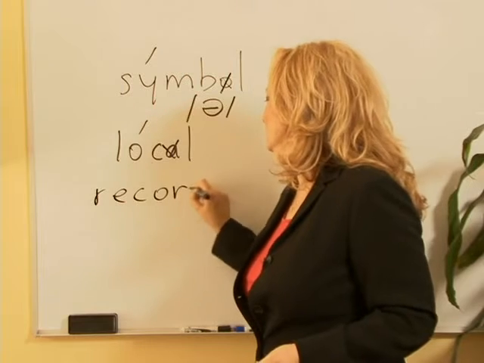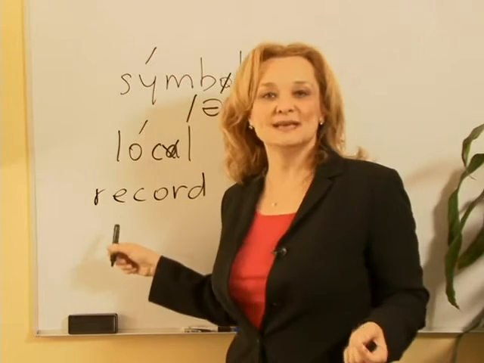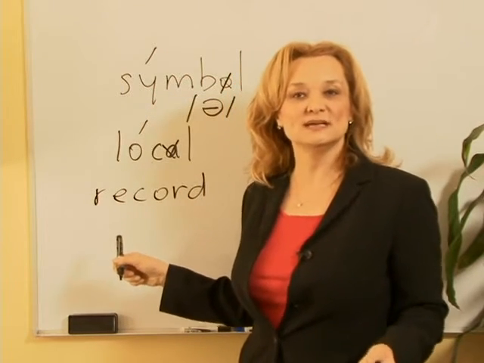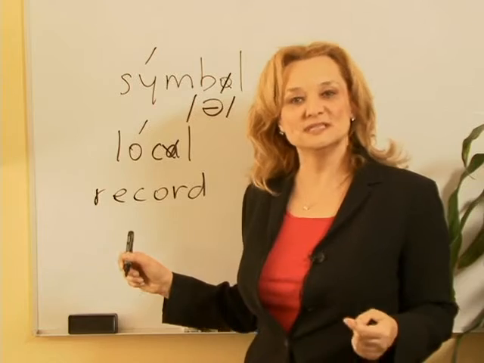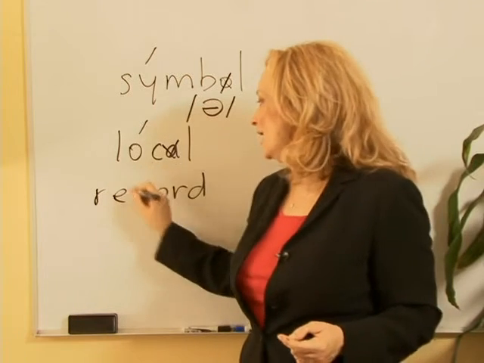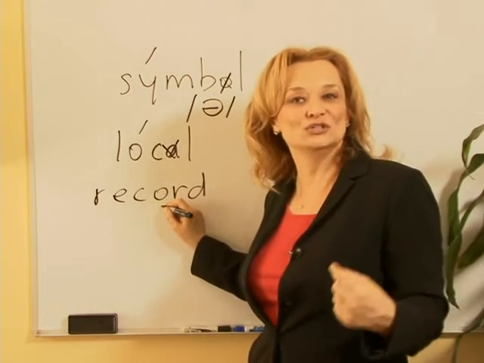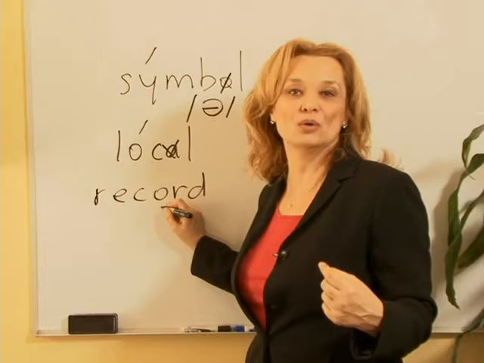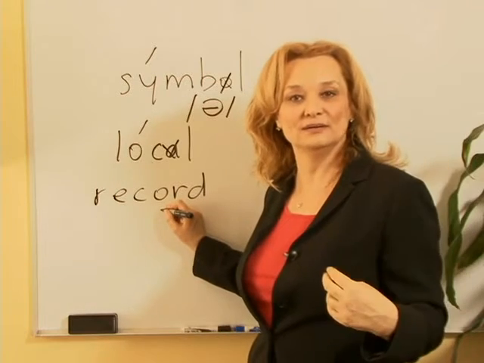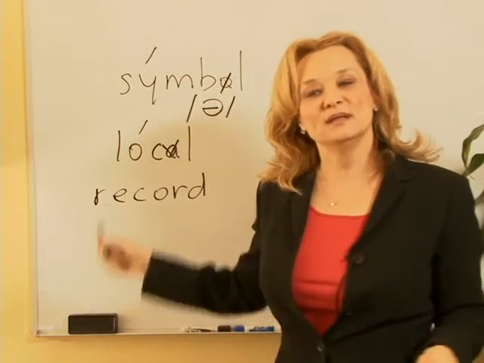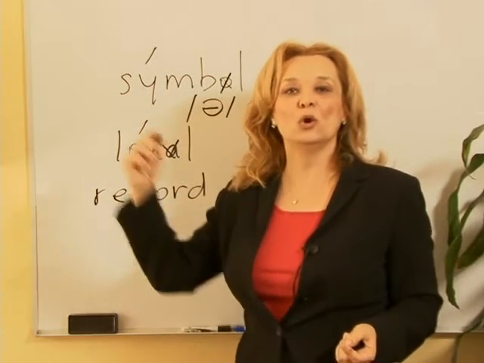This word, if it's a noun, it's pronounced as record. The first syllable is stressed. Record. This O changes. So it's not O, it's a. Record. If it's a verb, this word is pronounced record.